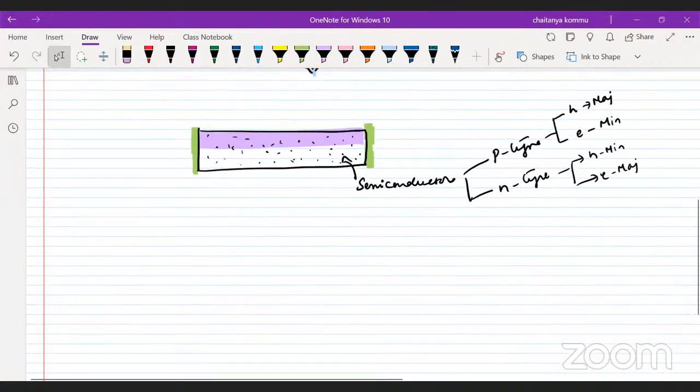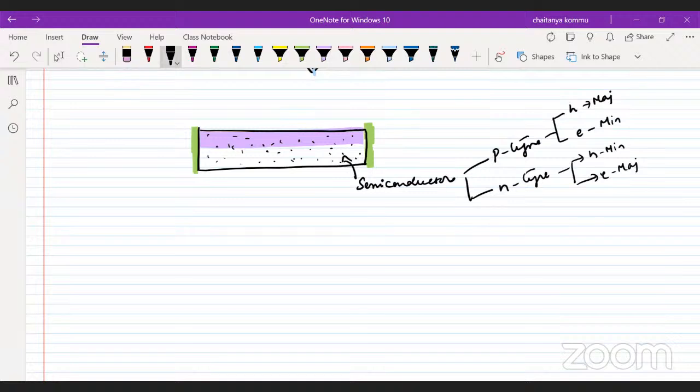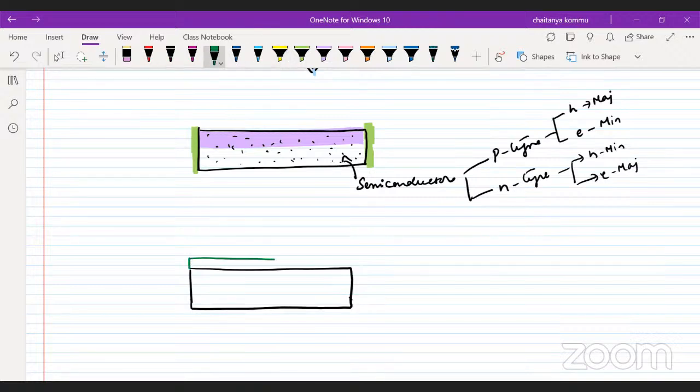Therefore, in order to do this, a small modification that we have to do. I'll take another one. We have to provide an oxide layer on top of it, and on top of it, we have to provide one conducting plate. So this is the arrangement that I have done.